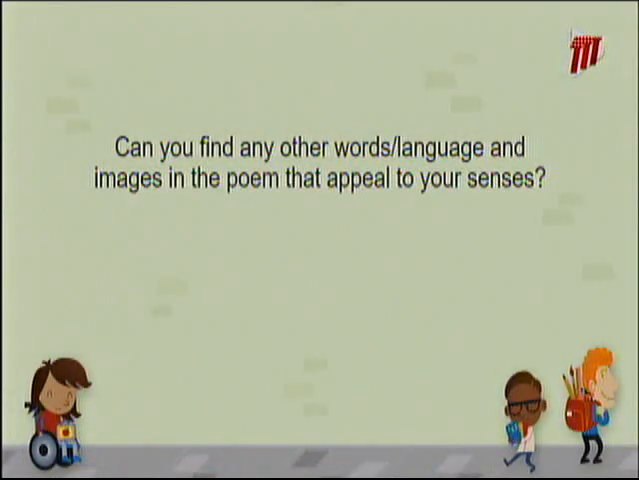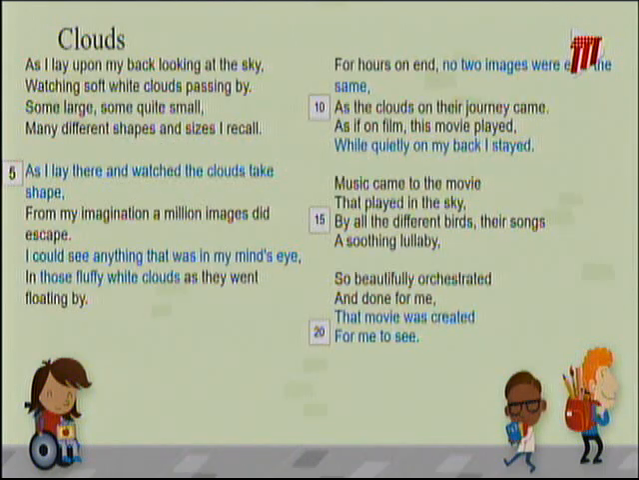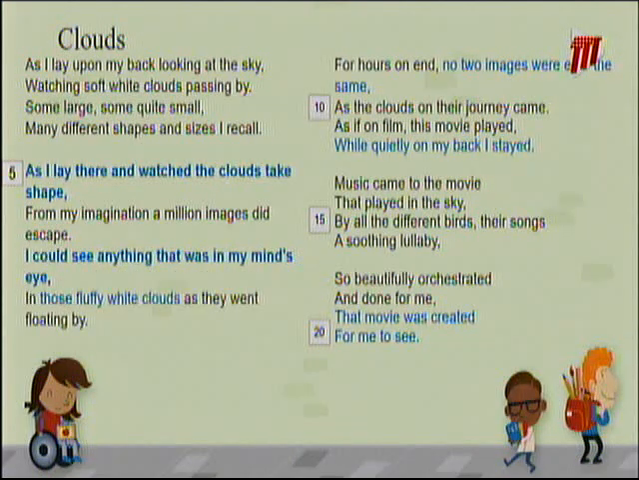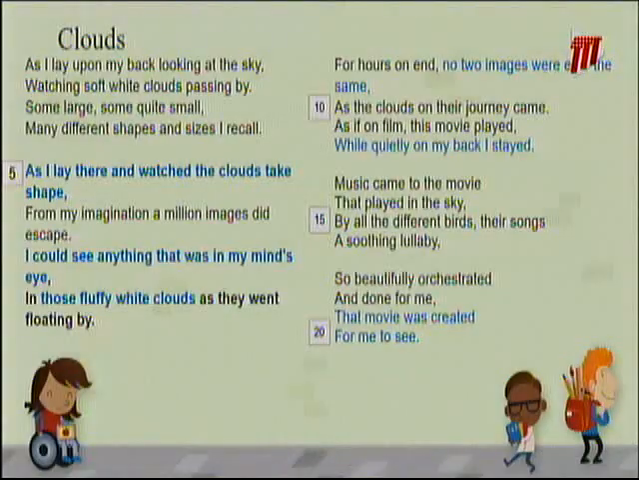Can you find any other words or language and images in the poem that appeal to your senses? Let's take a look at the highlighted text on the poem. As I lay there and watched the clouds take shape, I could see anything that was in my mind's eye. Those fluffy white clouds went floating by. Because the highlighted words ask us to use our sense of sight, then these words or this stanza can generally be said to appeal to our sense of sight.